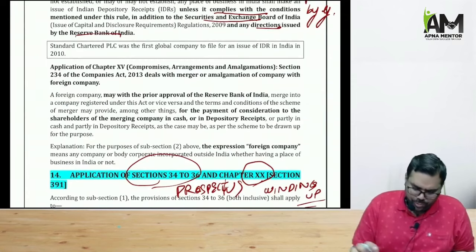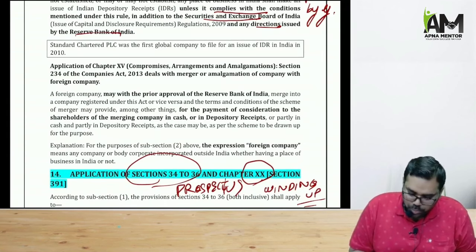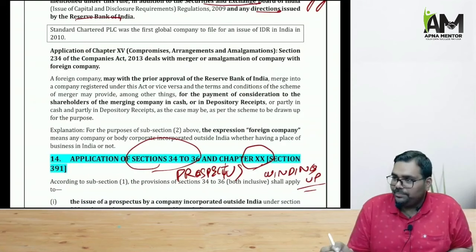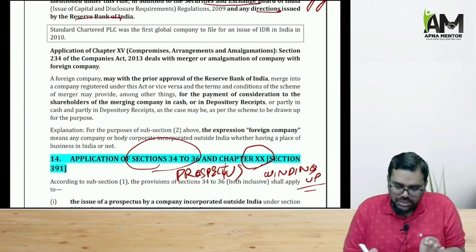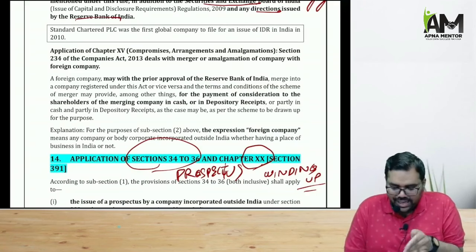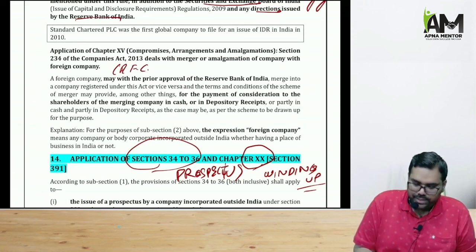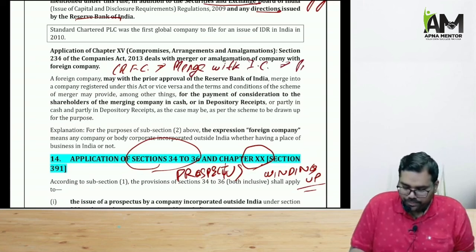Now, one more statement, just what you have to learn at last. If a foreign company wants to merge with an Indian company, it needs RBI approval. A foreign company wants to merge with an Indian company. So what is needed? Prior RBI approval.